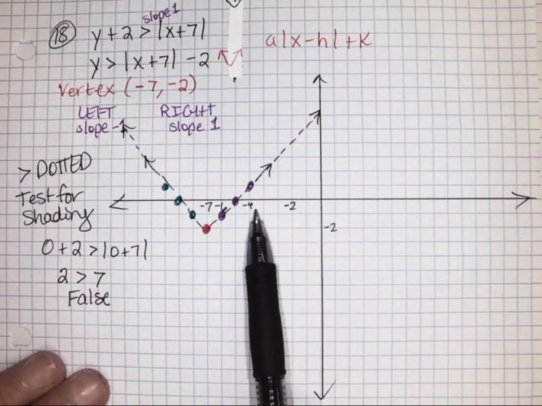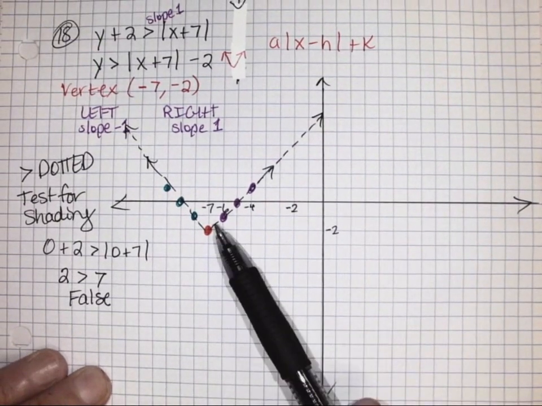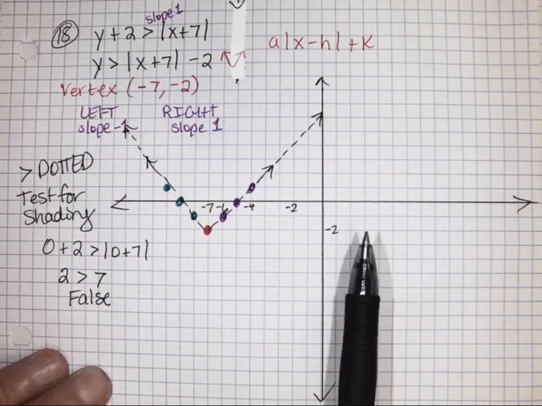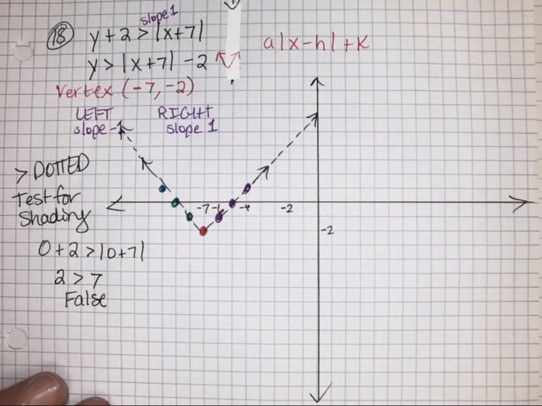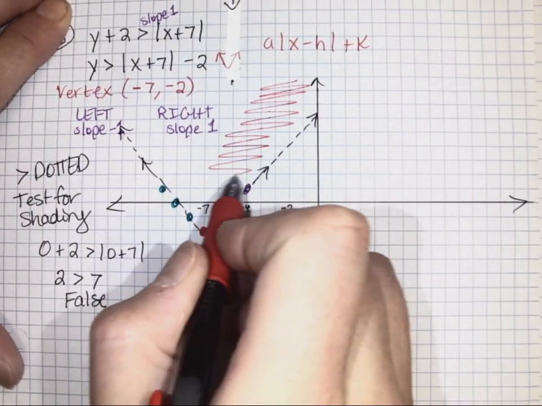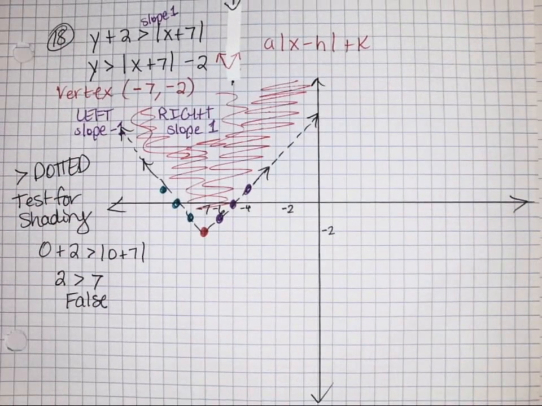The origin is in this region, this entire region. This V bounds that region off. Since I got a false statement in that region, nothing will work. So my solution set is actually like up here in this region and so on. So that's why we shade in that area.